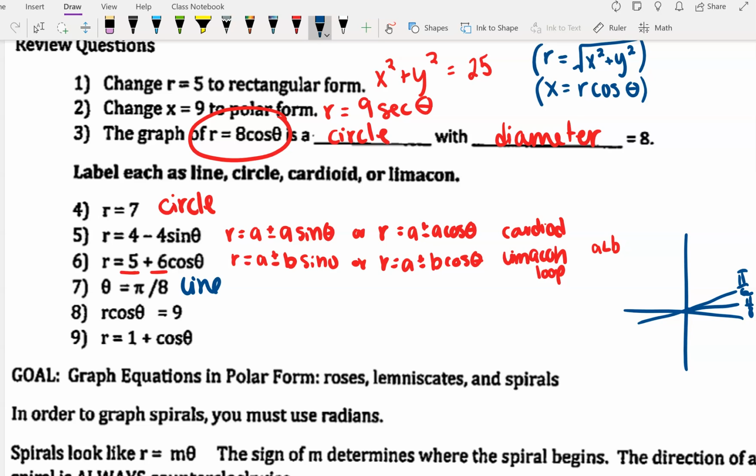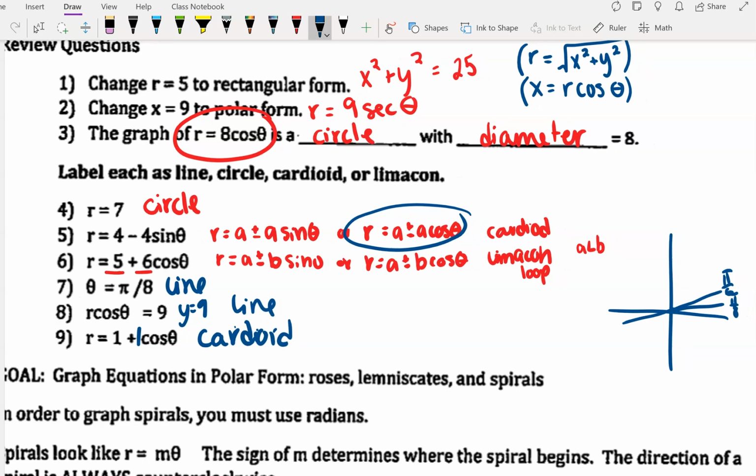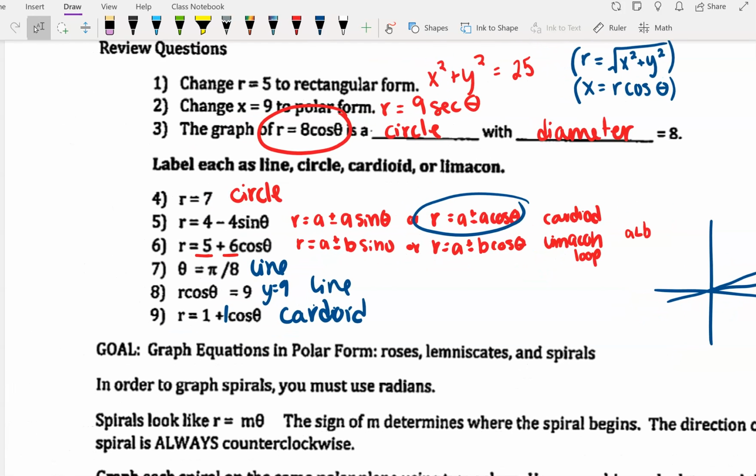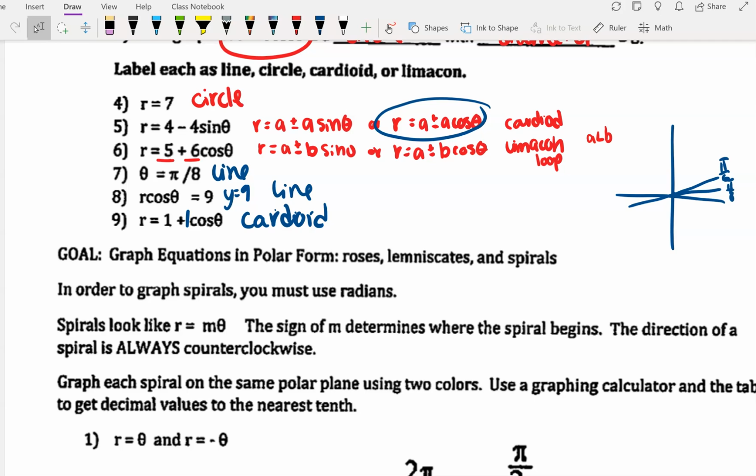Same with r cosine theta. Remember, r cosine theta is just the same as x. So this is just like x equals 9, which is a line. And then the final one is another one that's written in this form, except not cosine, it's sine. It's really this form. Because even though you can't see it, there's a 1 in front of the cosine, so those numbers are the same, so it's going to be a cardioid, which is just a more specific type of limacon. All right, moving on. If you have any questions on that, make sure to ask your teacher in class.